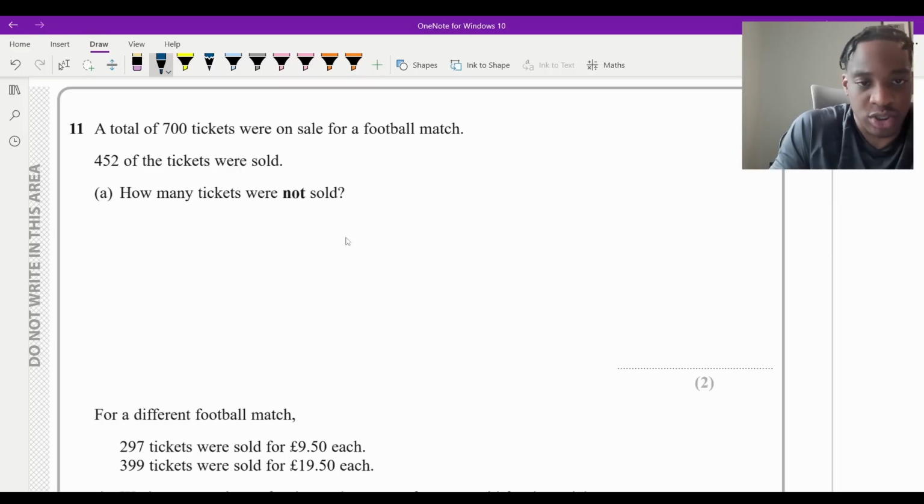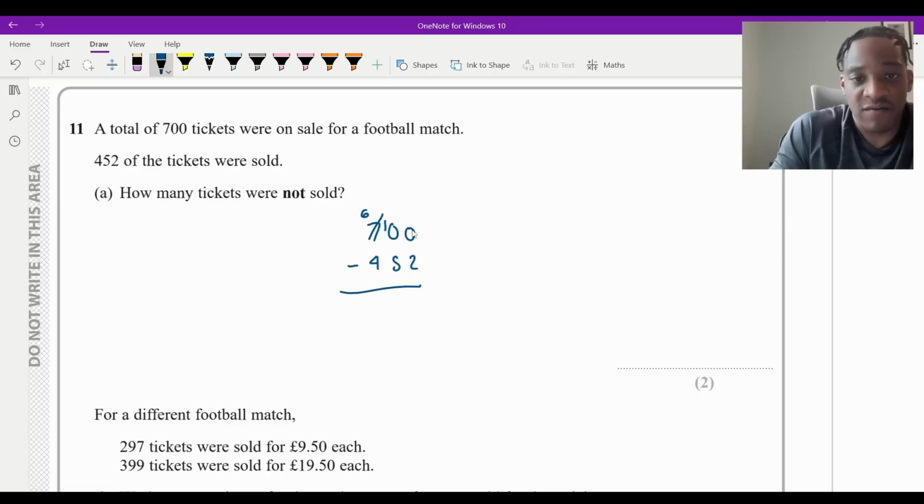So what we're going to do is just subtract. We're going to do 700 take away 452. I'll use the column method. Now we can't do this because it's too small. We can't do this. We have nothing to borrow here. So we have to borrow from the 7. So I'm going to take 1 away. This will be a 6 here. And then that one will go there.